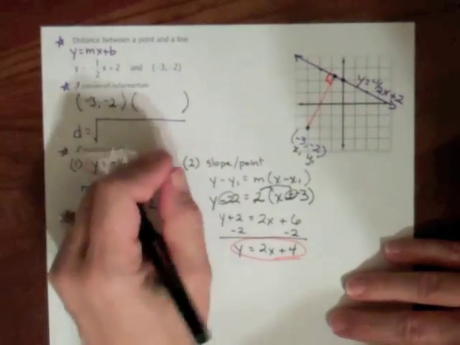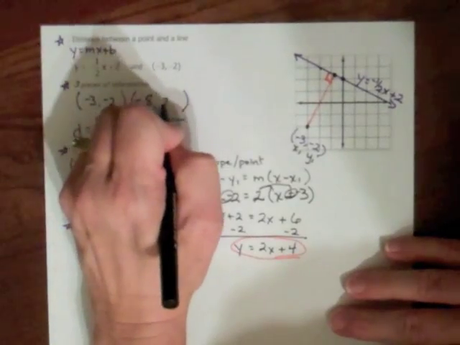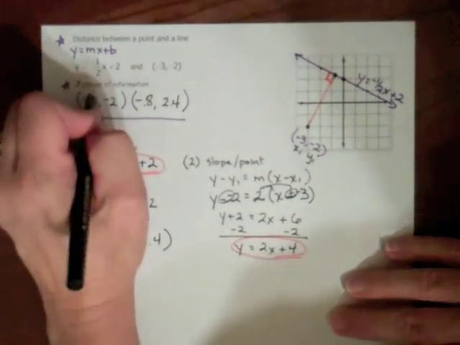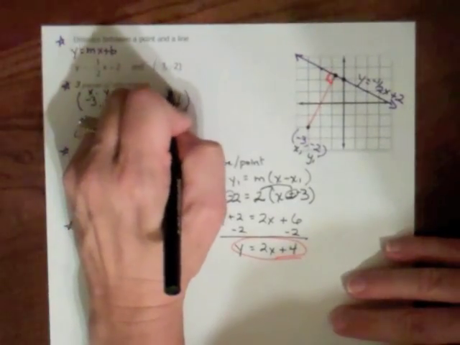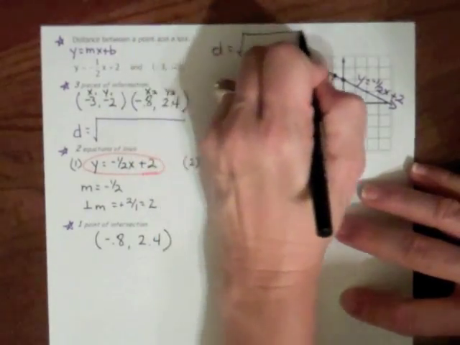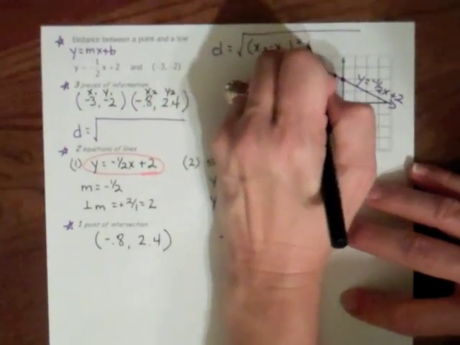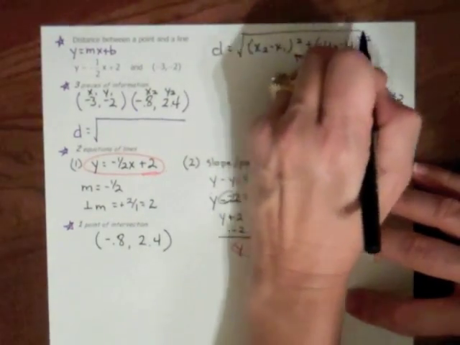Okay, so this is the one that goes back here. So negative 0.8 and 2.4. And these are the 2 points that I use in my distance formula. So real quickly, x1, y1, x2, y2. Let's remember our distance formula. The distance formula is the square root of x sub 2 minus x sub 1 squared plus y sub 2 minus y sub 1 squared.